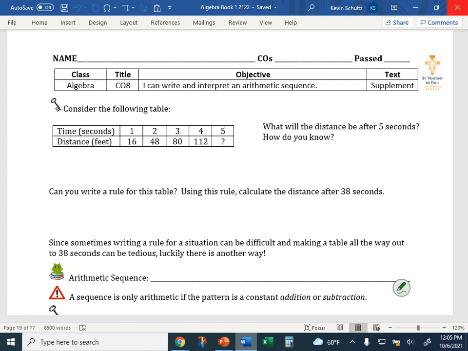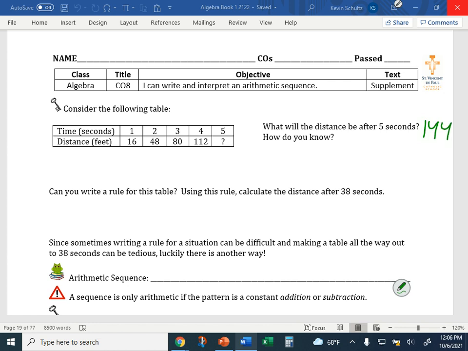We're given the first 4 data points here. After 1 second, distance of 16 feet. After 2 seconds, 48, 3, 80, 4, 112. What will it be after 5 seconds? Aiden. I found out that the distance was going up by 32. So I just added another 32 to 112. Sure. And you got what? I got 144. Okay. So the distance will be 144.